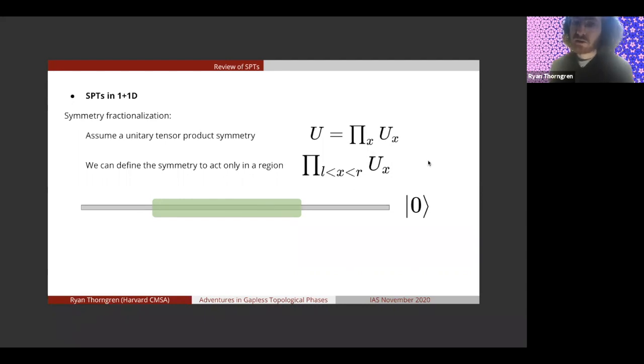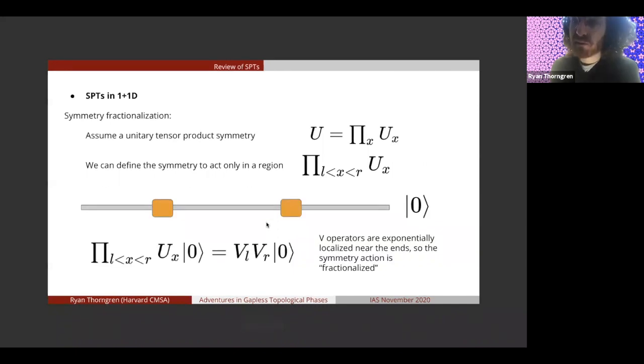And if we do that to the ground state, the effect is actually the same as just applying a local operator near the ends of these regions, where this local operator will be exponentially localized near the end, given by the correlation length. So we can write an equation like this, where VL and VR are these operators drawn in orange.